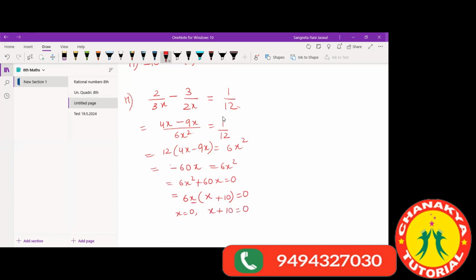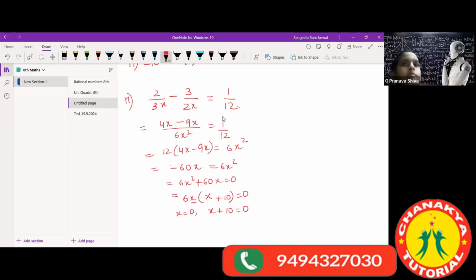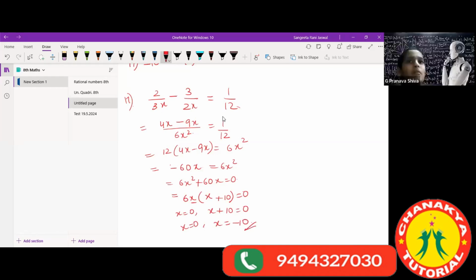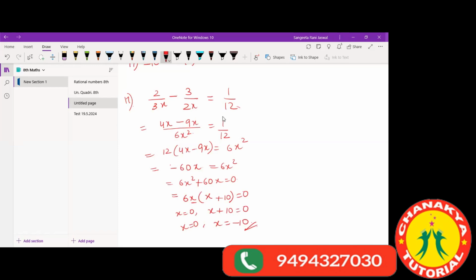Yes, ma'am, one second, this is a quadratic equation, ma'am. So x has two values, 0 or minus 10. Ma'am, if x has two values, it is a quadratic equation? Yes, it is a quadratic equation. That's why we have got two values for x. A quadratic equation has to have two values, two zeros.